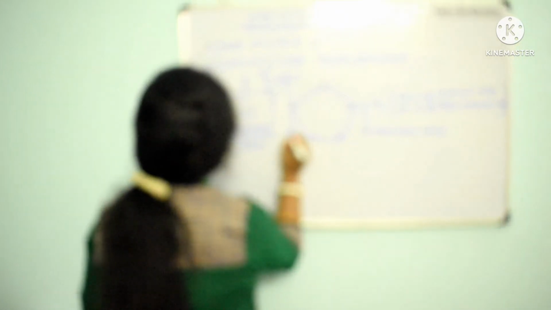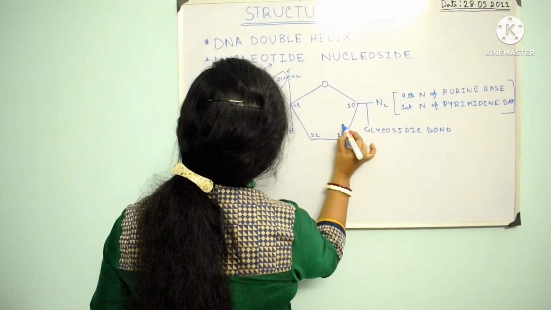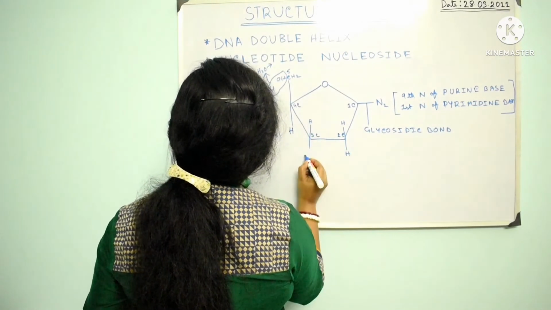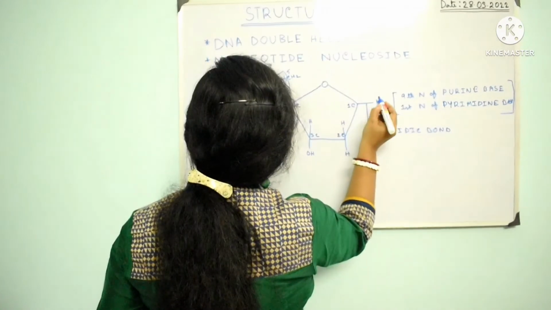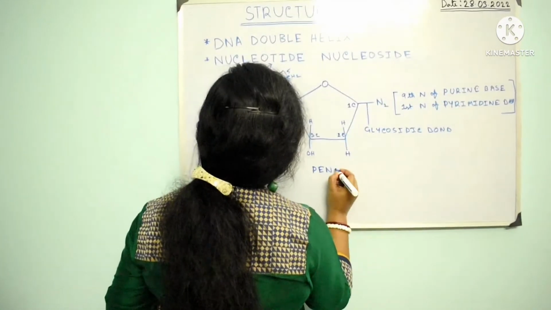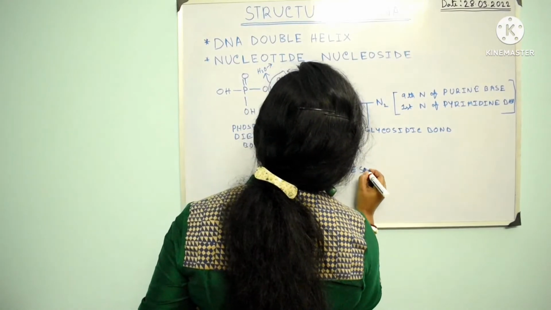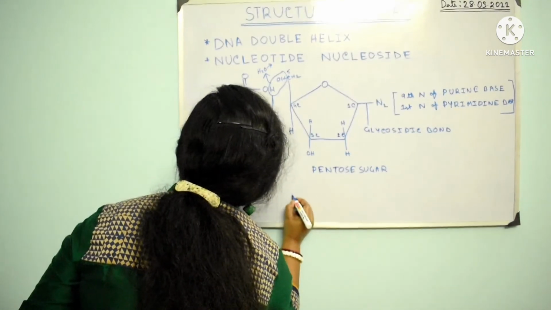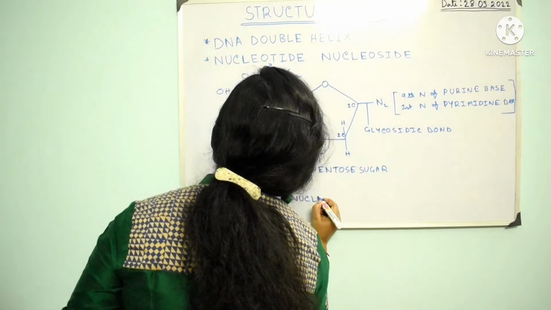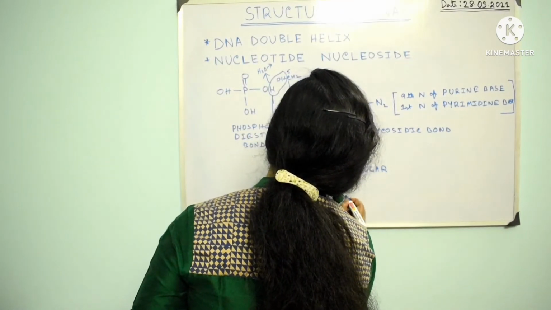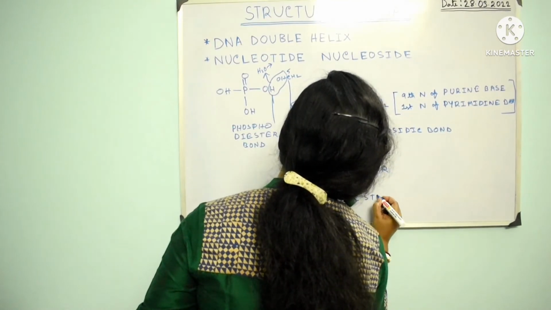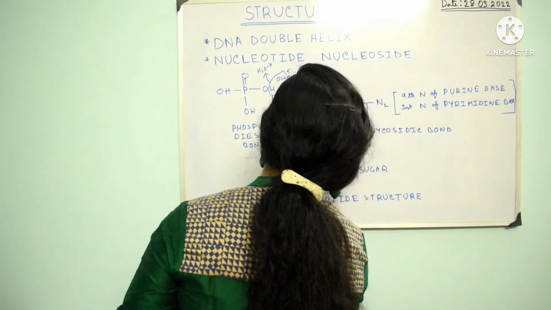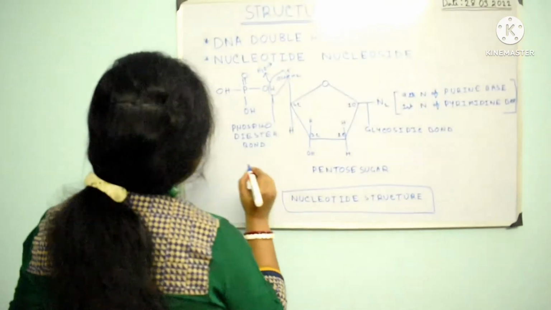Now let's complete this structure. Pentose sugar, and this one is the nucleotide structure. This one is the nucleotide structure.